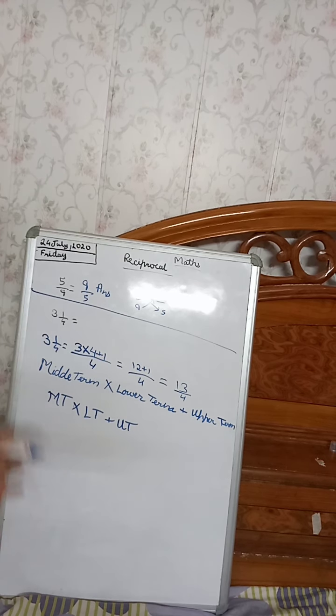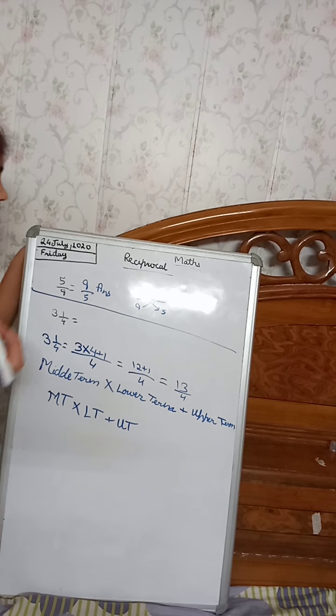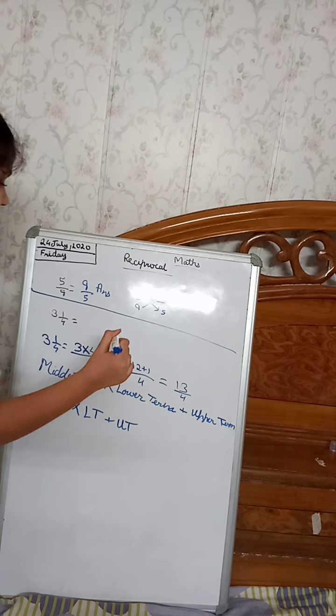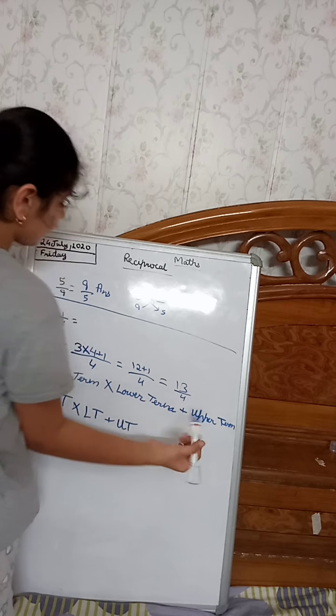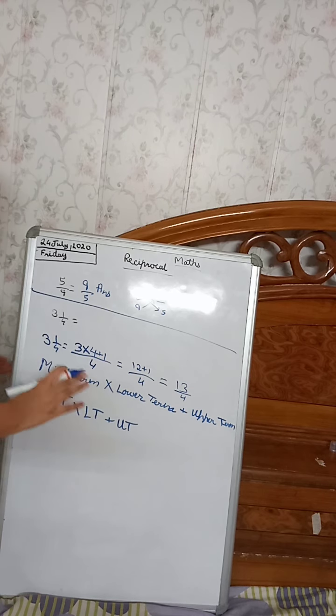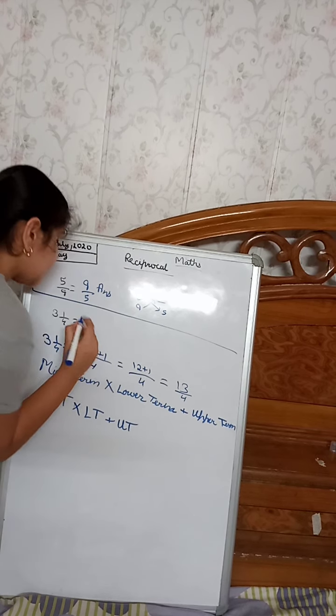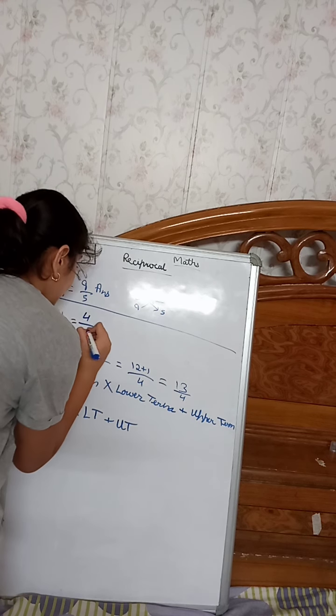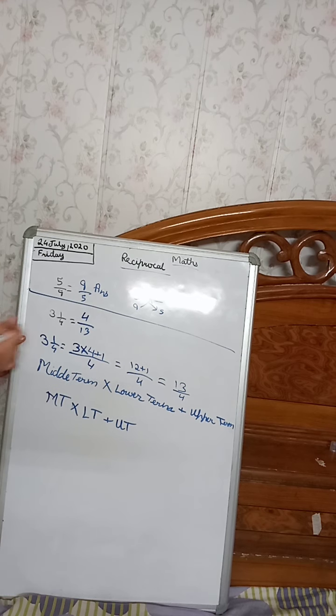But it's not the final answer. If we want our final answer, we will again switch. We will switch 13 by 4, because it's an improper fraction that we can directly convert into a reciprocal. So if I switch 13 by 4, the answer will be 4 by 13. It is our answer.